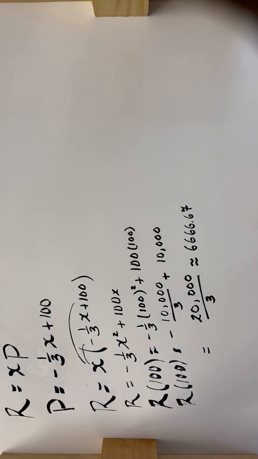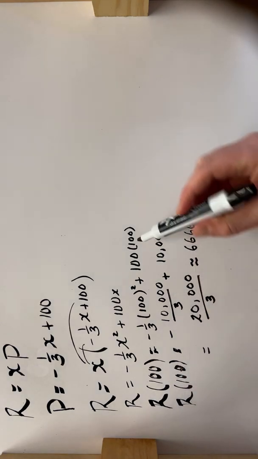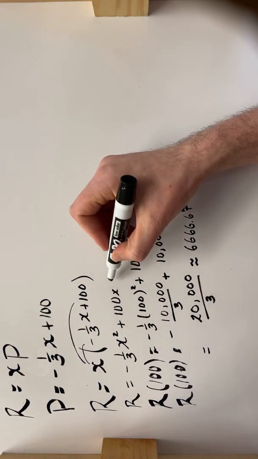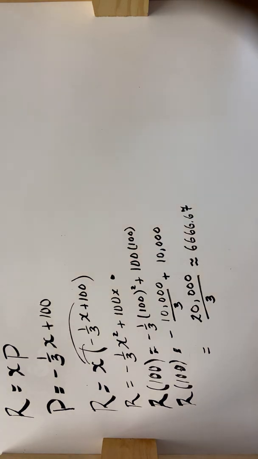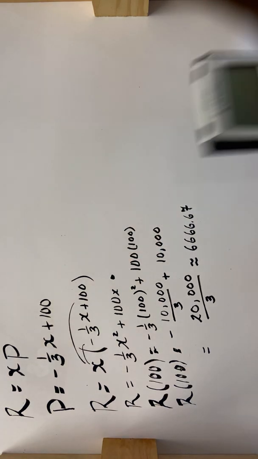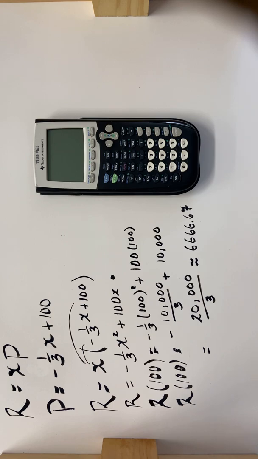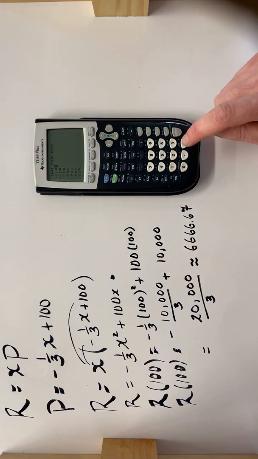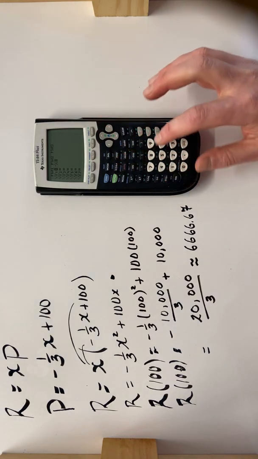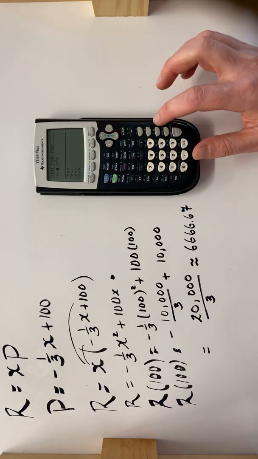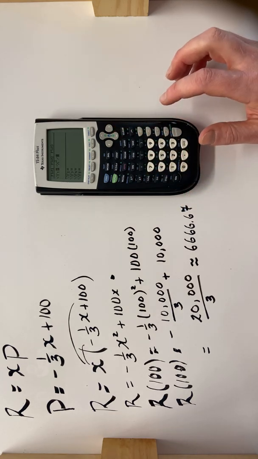Now we're asked to graph the revenue function, graph this function right here, using a graphing utility. All right, so here's my graphing calculator, and I'm going to graph my revenue function. So I want minus X squared over 3 plus 100X. All right, so I want negative X squared all over 3.